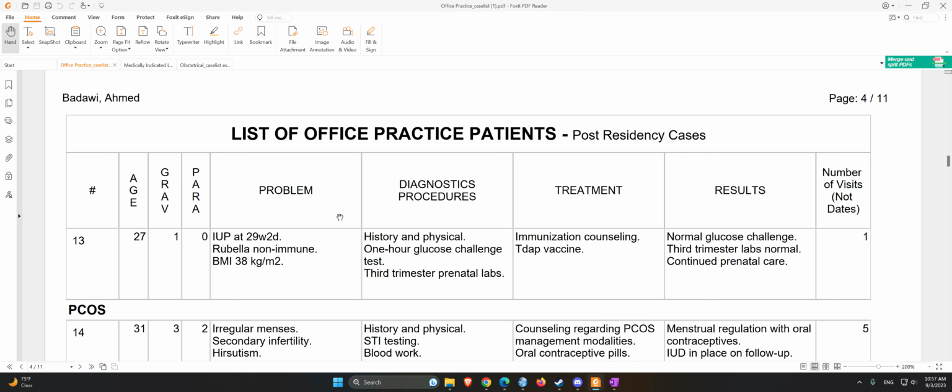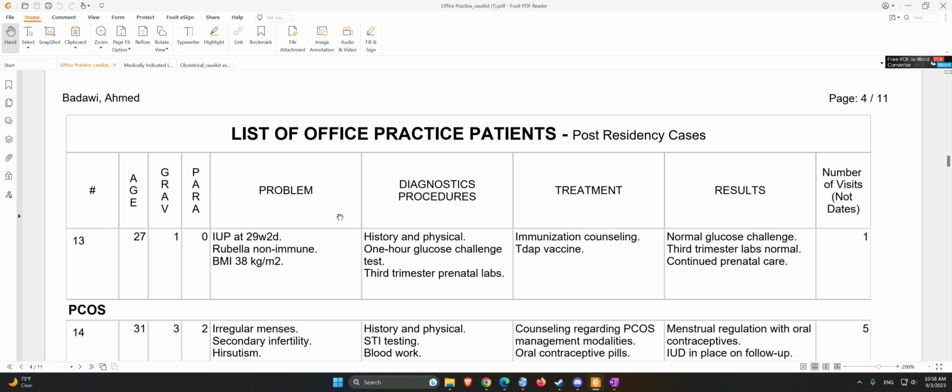What is it? What does it stand for? So P is for polyps, A is for adenosis, L is for leiomyoma, M is for malignancy or hyperplasia, C is for coagulopathy, O is for ovulatory dysfunction, I is for iatrogenic, E is for endometrial, N is for not otherwise specified.